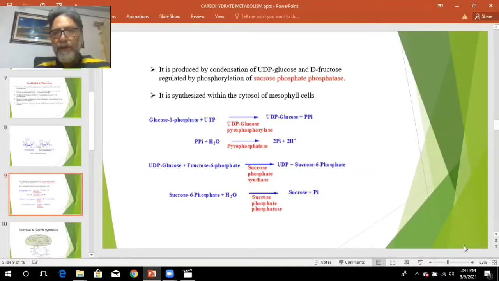In a nutshell, we are discussing the synthesis of sucrose, and mind you, it takes place within the mesophyll cells. That means we have two processes: one is starch synthesis, another is sucrose synthesis, and both take place in two compartments of the cell. One is in the chloroplast stroma, another is in the cytosol of the mesophyll cells, and both are competing processes. They are competing with each other.